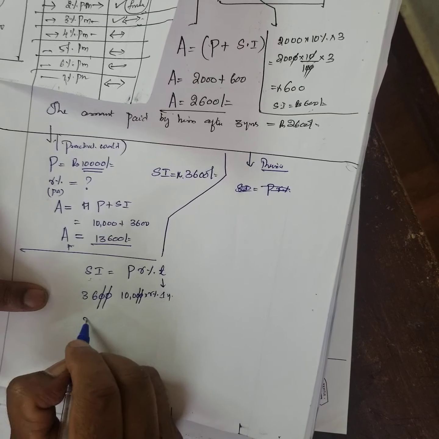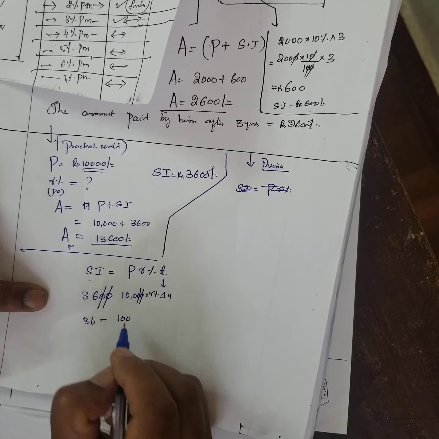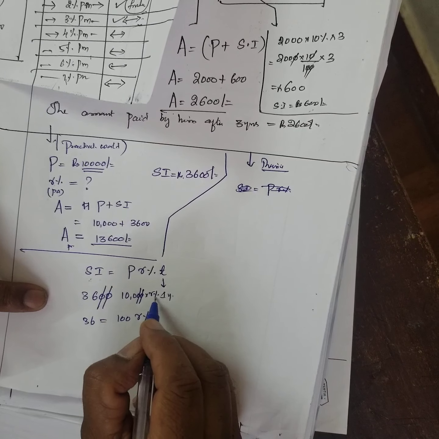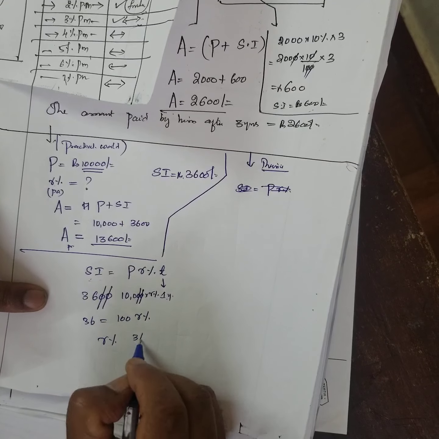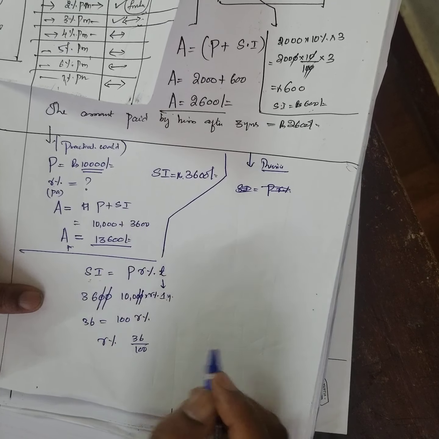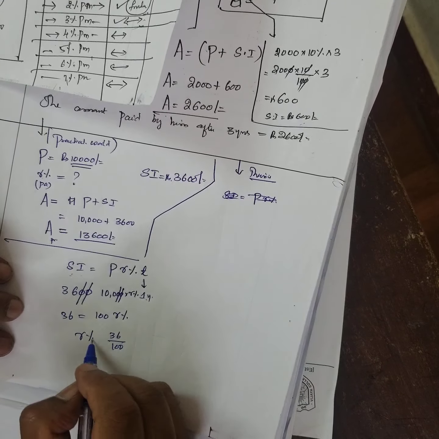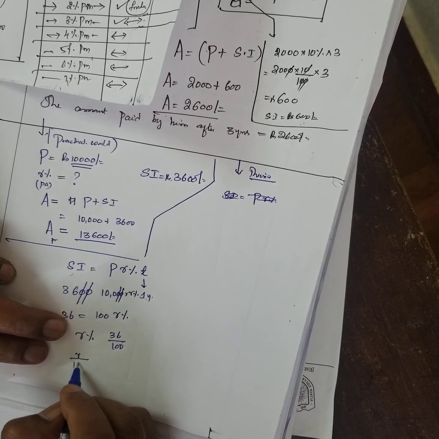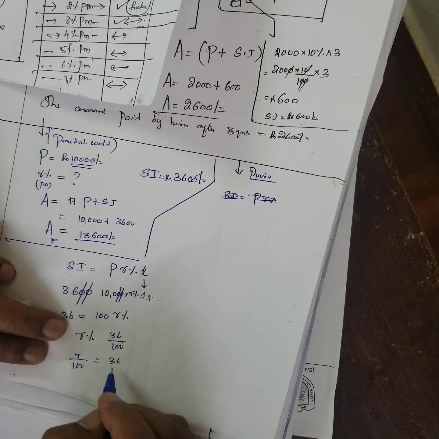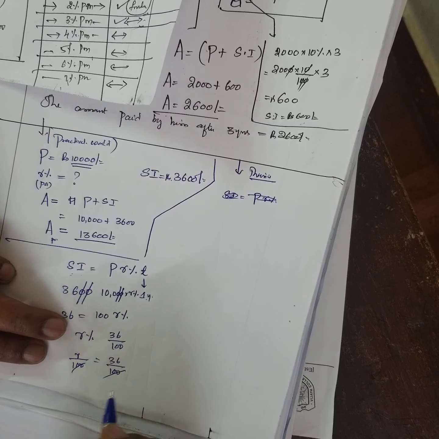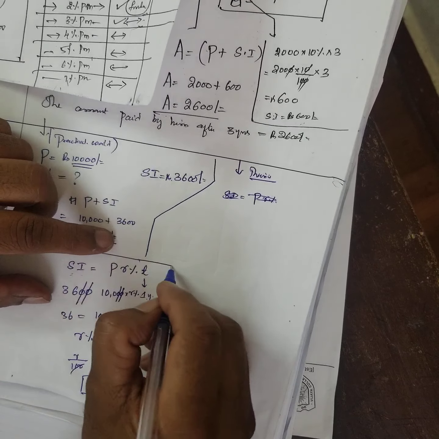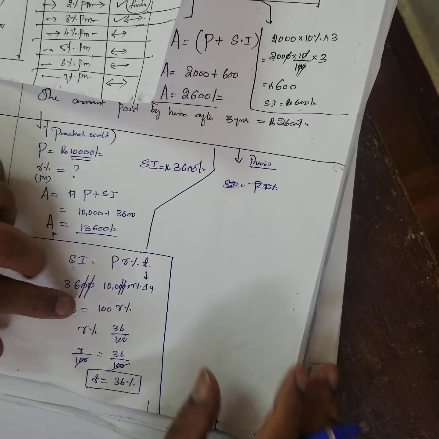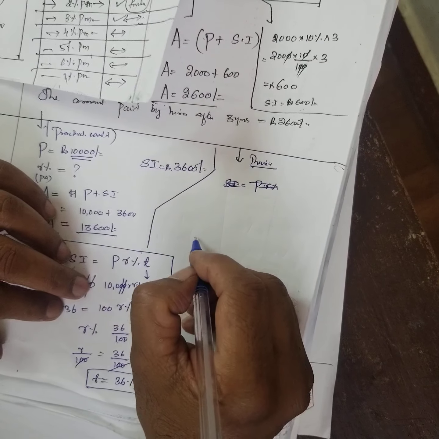This 20 goes. 36 is equal to 100 into rate of interest into 1. Therefore, rate of interest is equal to 36 by 100. That means R by 100 is equal to 36 by 100. The rate of interest is how much? 36%. What do you compare this one with? This is called outside.